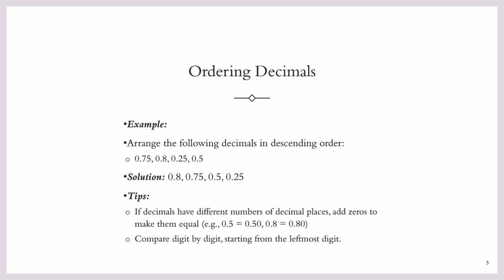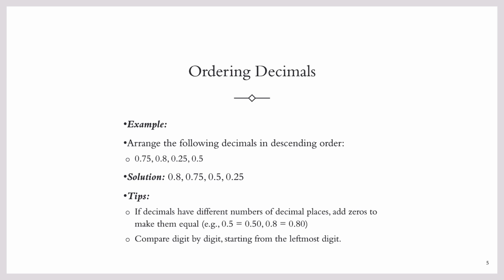For example, 0.5 that is given here does not have any values that are coming after it. We have only one decimal place. So we could write it in two decimal places because we have 0.75 and 0.25, which are both two decimal places. So we are going to convert the one decimal place numbers into two decimal place numbers. So 0.5 will convert to 0.50, and 0.8 will convert into 0.80.